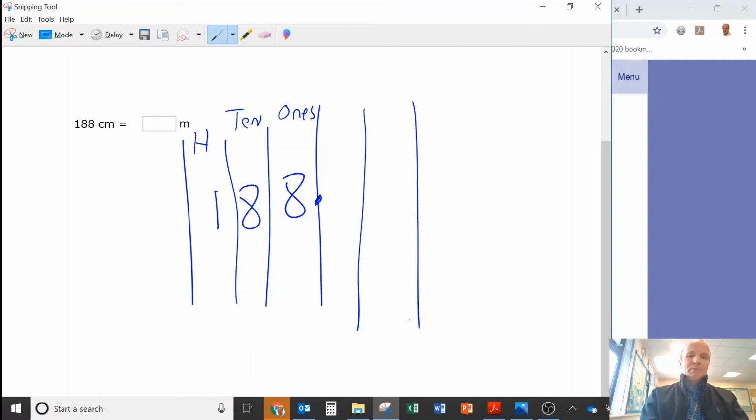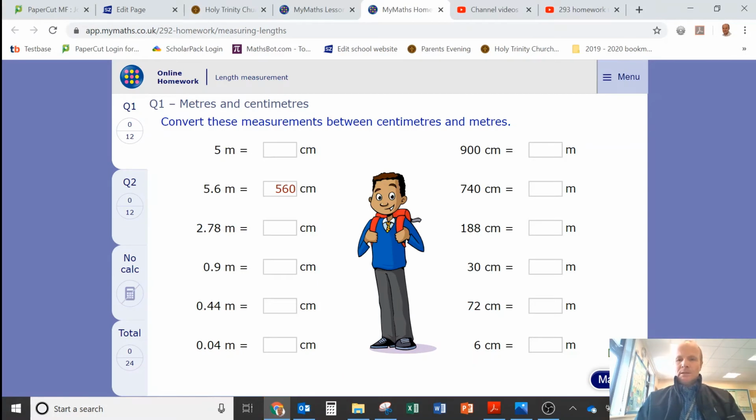Each digit moves 2 places to the right, so the 1 moves 1, 2, we write it underneath. The 8, well the tens 8, moves 1, 2, write it underneath. The decimal point doesn't move, stays in the same position, and then we move the ones 1, 2 places. Notice the order of these, 1, 8, 8, with no zeros in between, and again 1.88, same order with no other gaps in between them. So here we got 1.88.